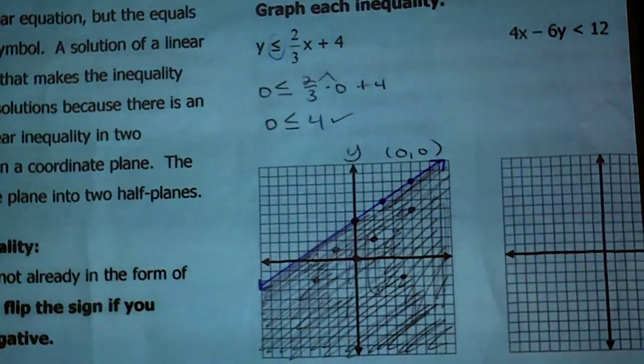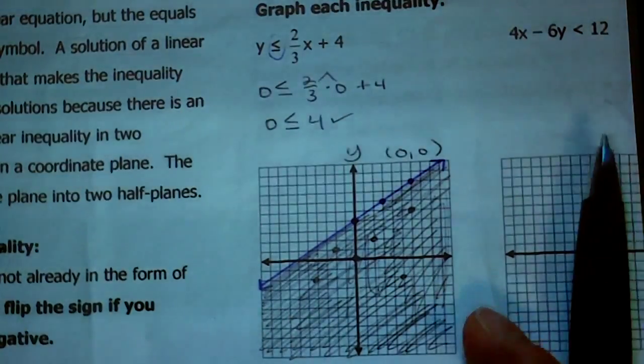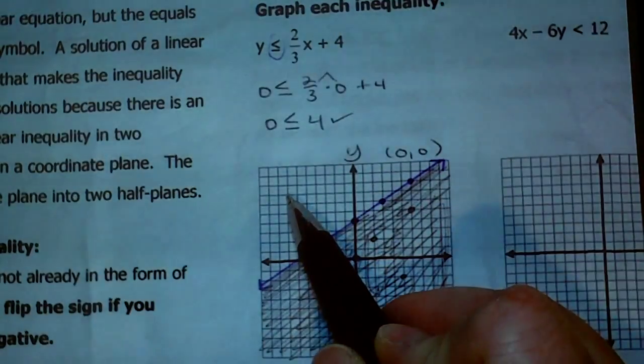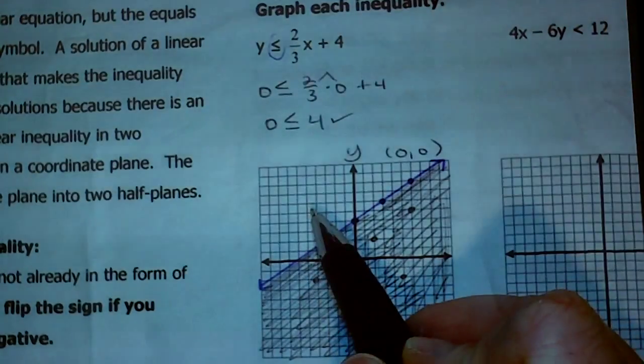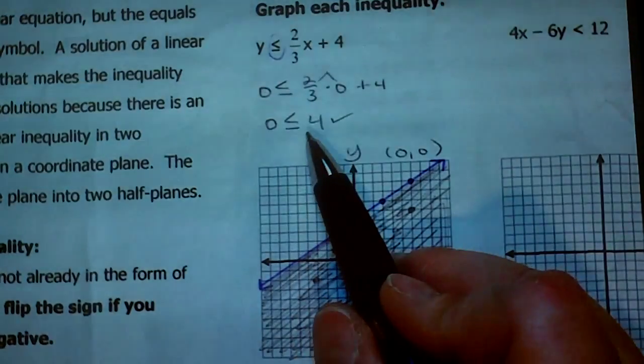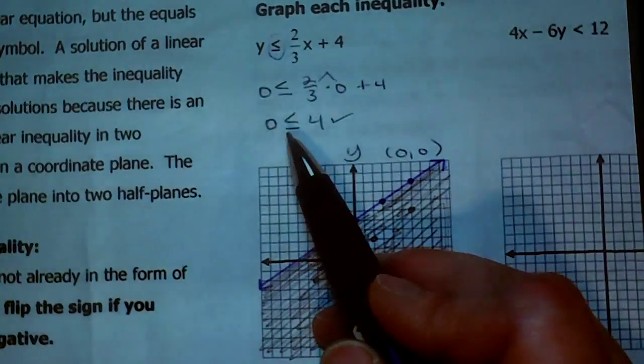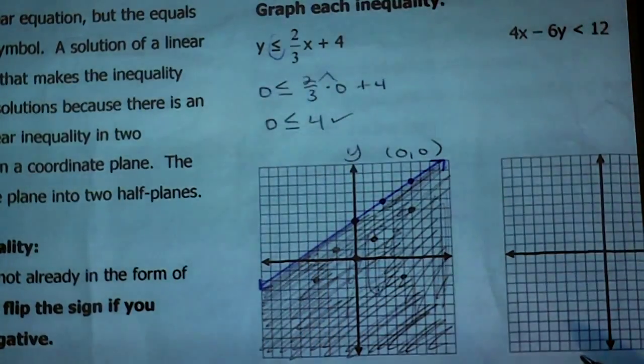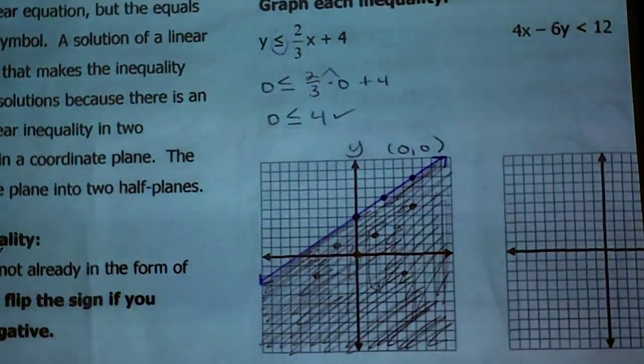So if you want to know, did I shade this in the correct spot? Just plug in a point. If you were to plug in any ordered pair up here, it wouldn't work. You'd end up getting a false statement, like maybe something like 6 is less than or equal to 4, and it's not. So that's how you can check it. All right, take a look at this next one.